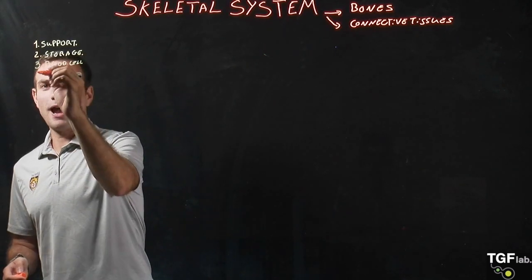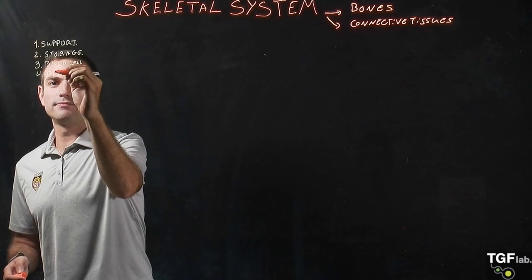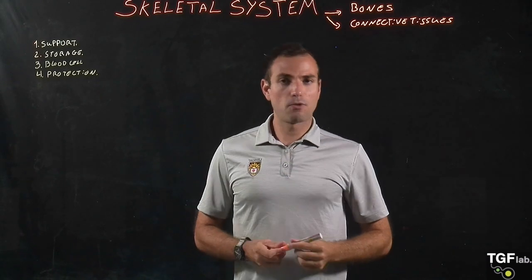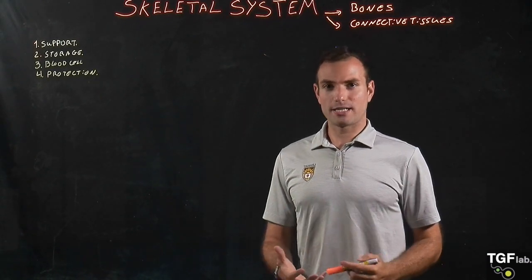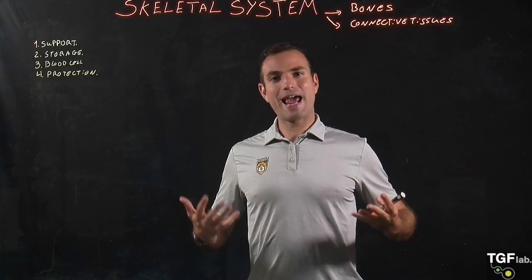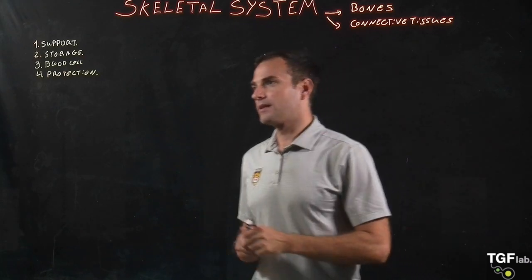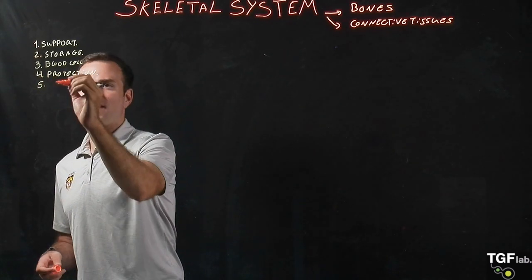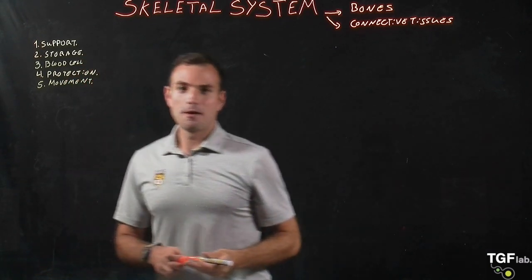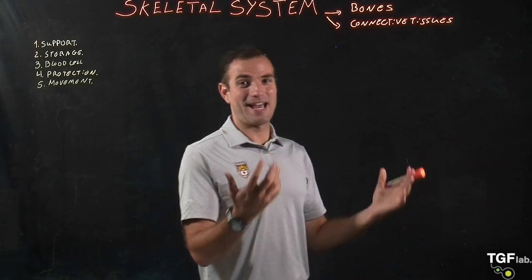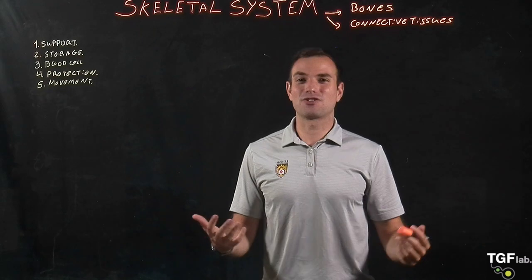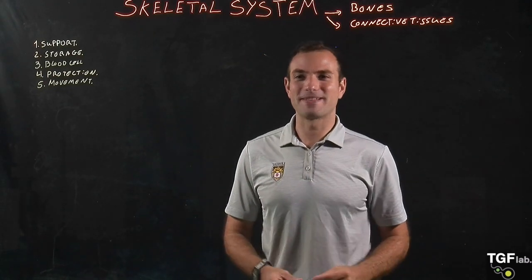Okay, so we have the fourth function, which is protection. Our bones are going to protect our internal organs. For example, the skull is going to protect the brain, and the rib cage is going to protect our heart and our lungs. And finally, the fifth one is movement. Because the bones are going to allow us to carry weight and to bind the muscles to our body, so they are essential for us to walk and perform different movements, right?